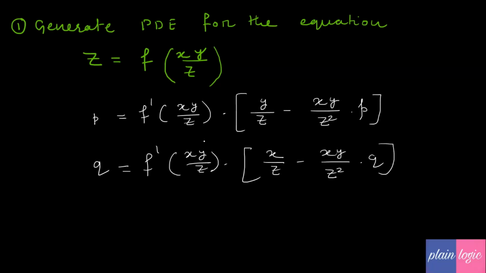You can also find q as this. So now divide p and q so that the arbitrary function, which now looks like f dash of xy by z, will be cancelled out, so that you can find p by q.